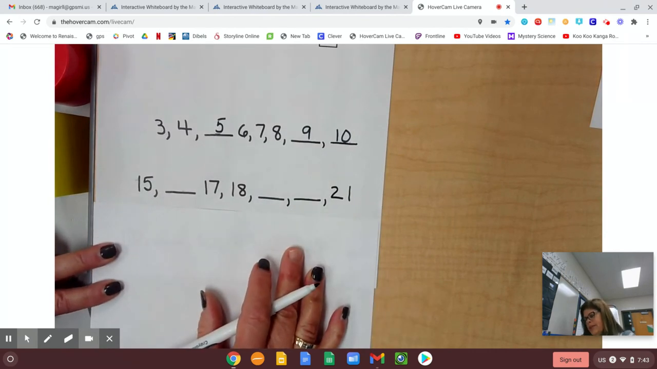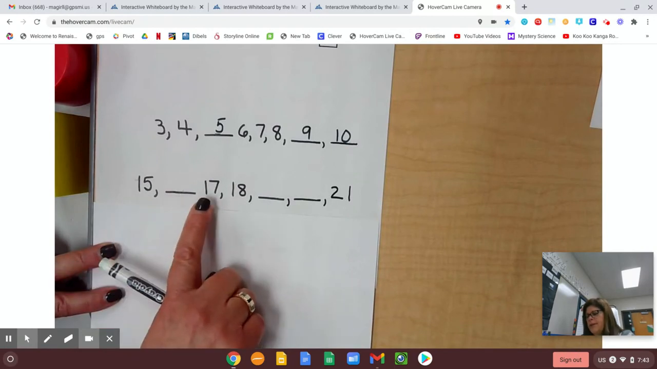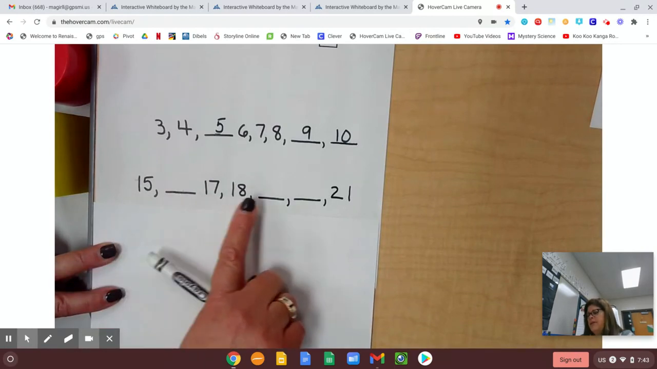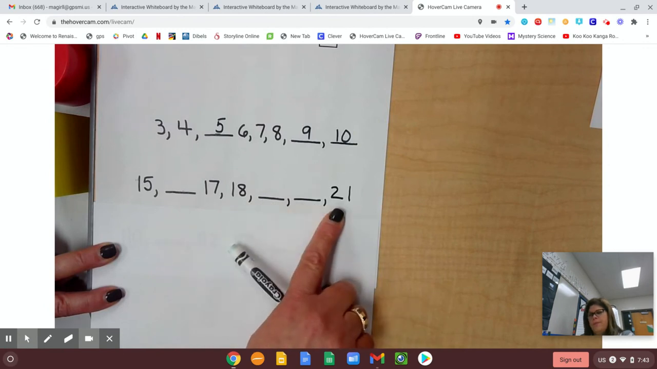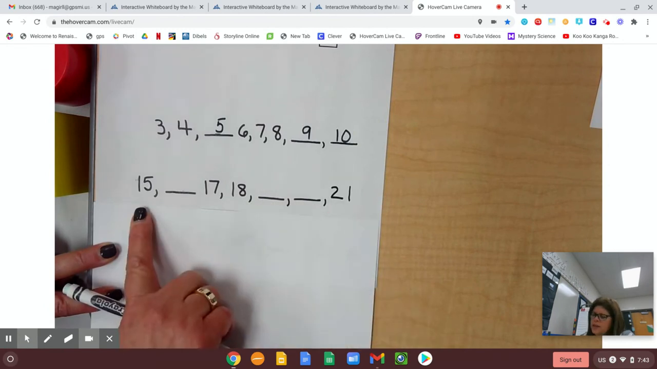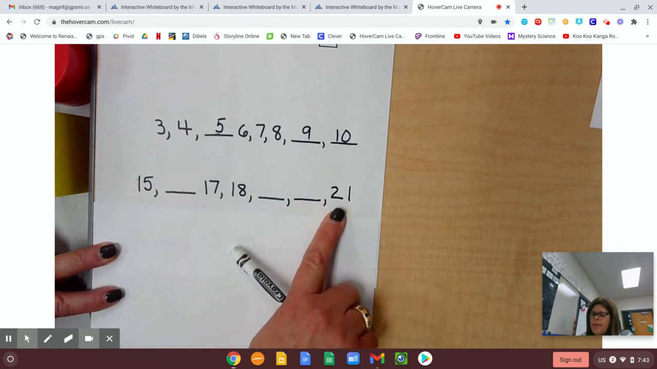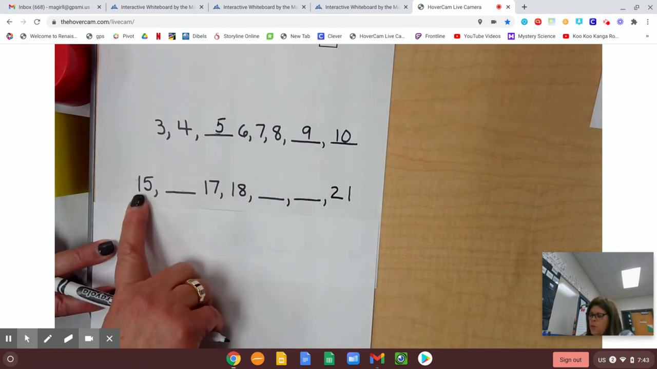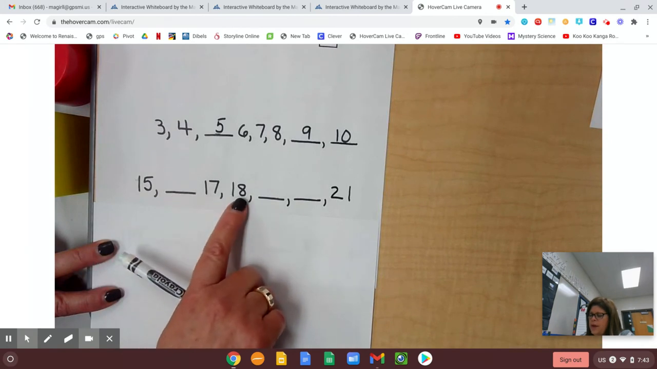We are in the teens now. We're starting with a 1 in the front. So this is 15, blank, 17, 18, blank, blank, 21. Oh, so we did transition from the teens to the 20s. But let's look at the pattern. 1, 5, blank, 1, 7, 1, 8.